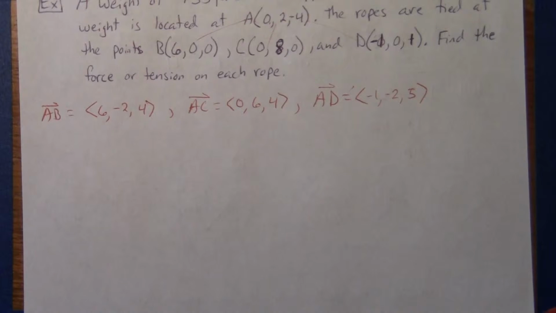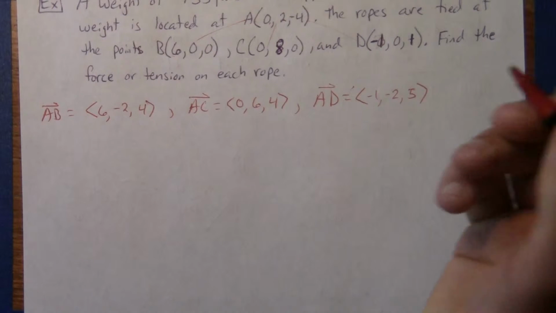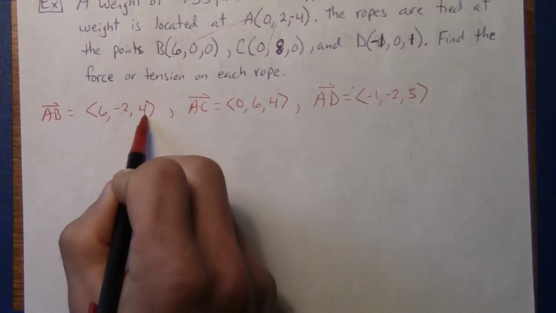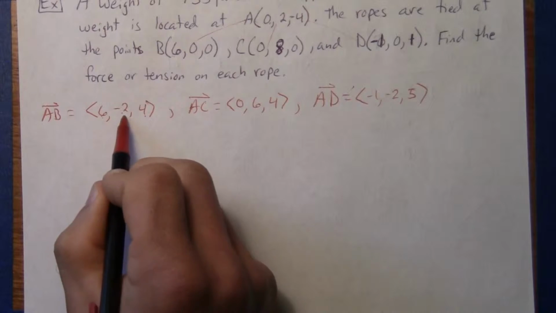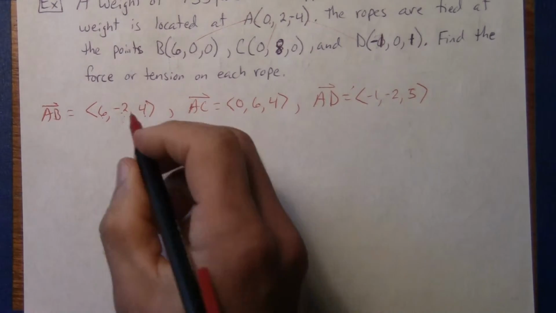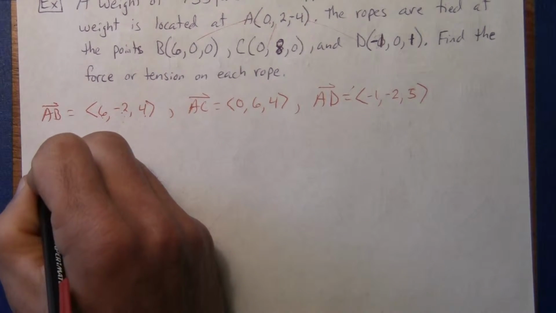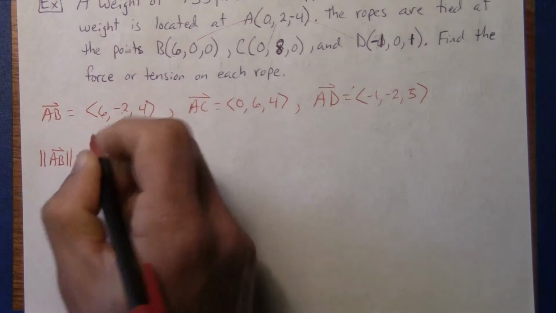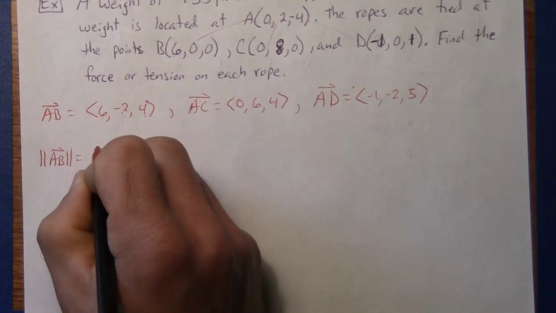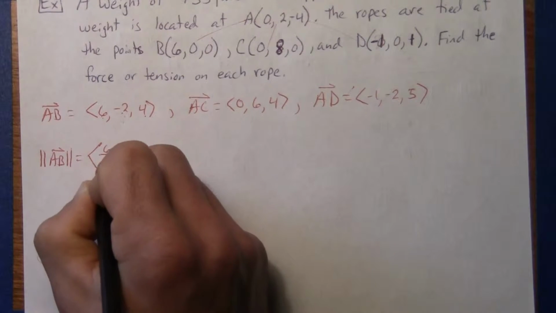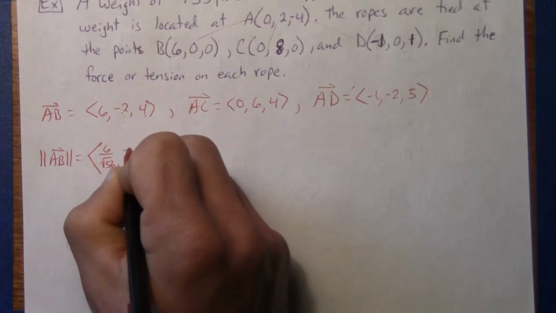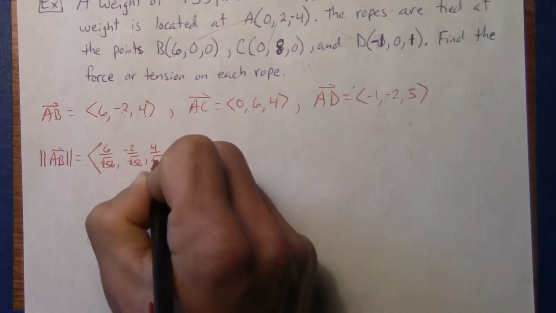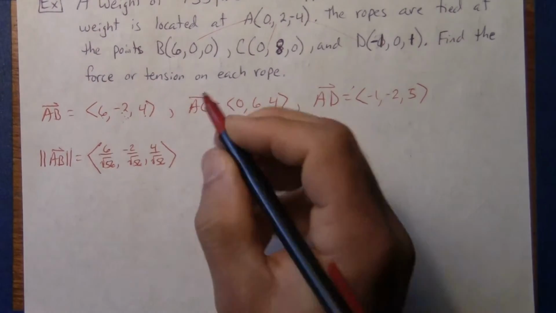It said to find a vector, or actually it says to find a unit vector. So to find the unit vector, I now need to find the magnitude. So if I do a squared, b squared, c squared, it looks like I have 36 plus 4 plus 16, or that's going to give me the square root of 56. So the unit vector is going to actually be all of those numbers over the square root of 56.